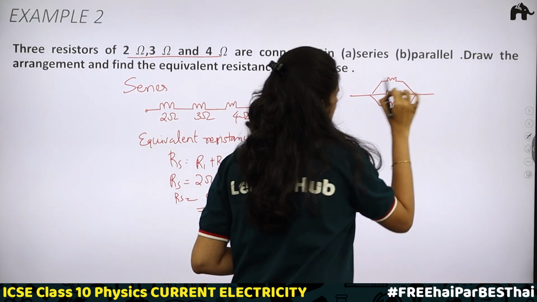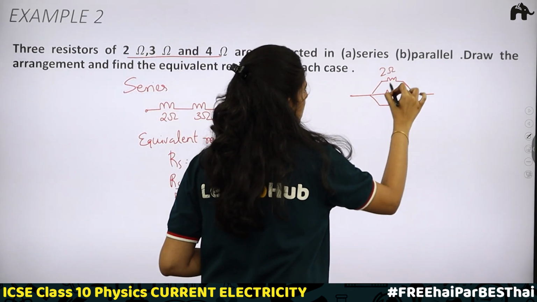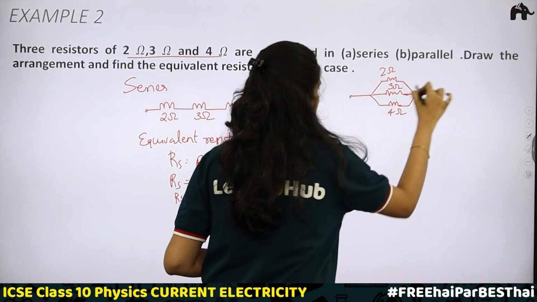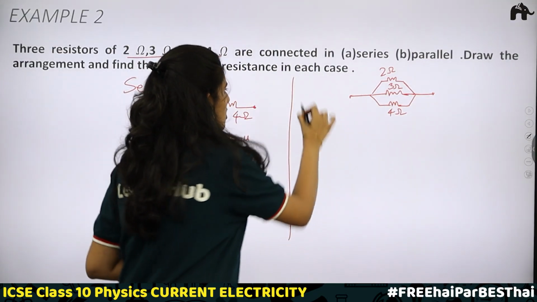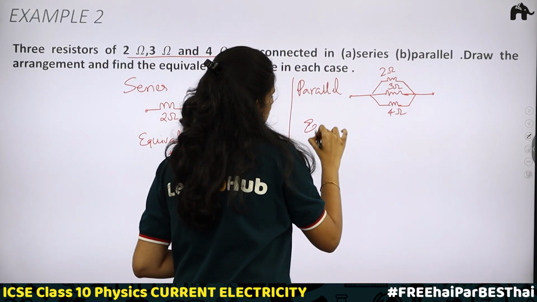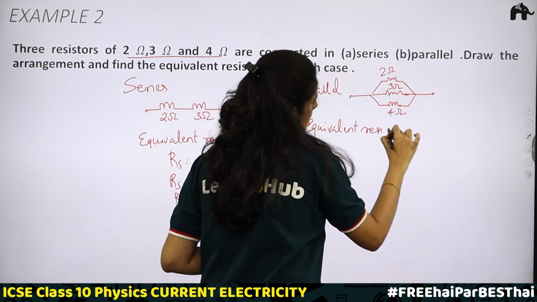So here, this is how you will be connecting the resistors in parallel. 2 ohm, 3 ohm, 4 ohm. So these are the terminals. This is your parallel connection of resistors. Now we'll find the equivalent resistance.